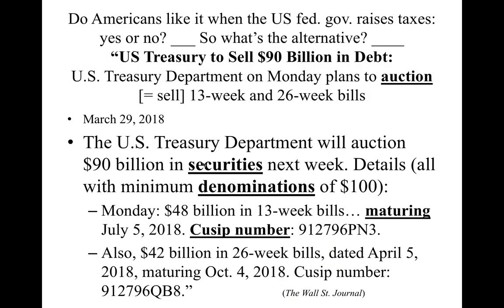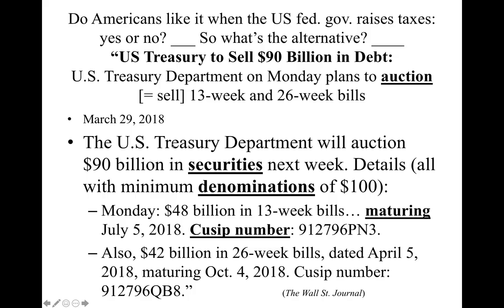Do Americans like it when the U.S. federal government raises taxes? Yes or no? No. So what's the alternative? Sell bonds. So here's a headline. It says U.S. Treasury, that's the federal government, is to sell $90 billion in debt. And this usually happens on Mondays. There's an auction, that is, they sell it off. And these are very short-term bonds, in this case, 13-week bonds and 26-week bonds. You see they're doing this in March.